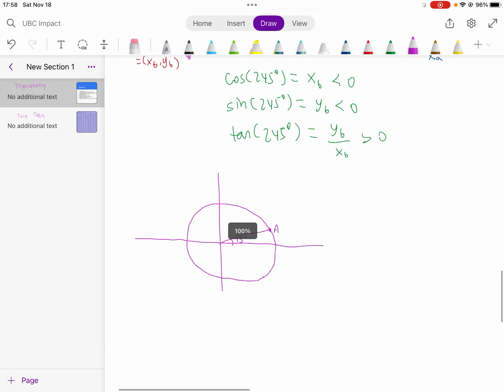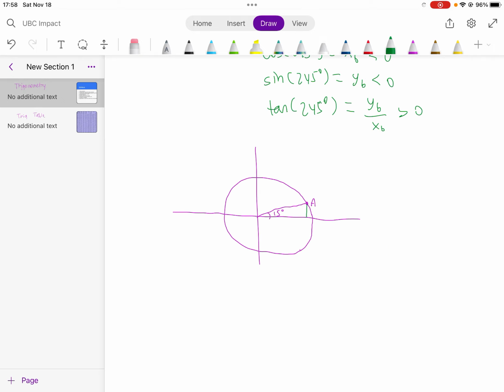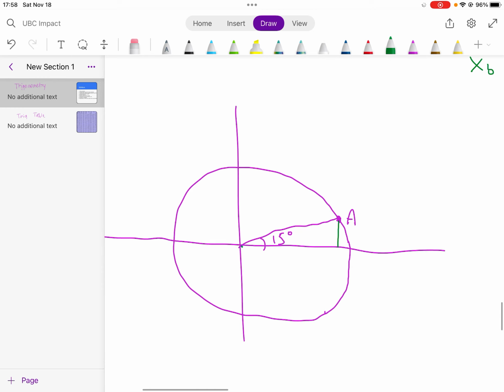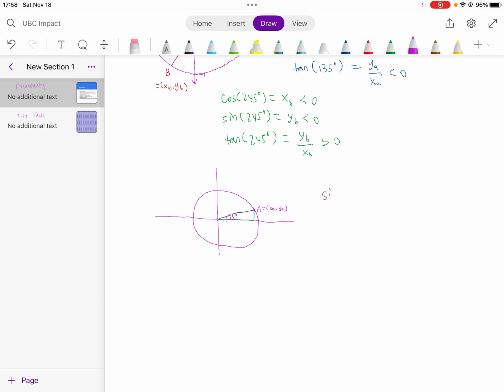So then we do the same thing. We draw a point down here, and then we end up like this, right? So we have a triangle. A, of course, is XA, YA. So we can figure out what sine and cosine are. Sine of 15 degrees is YA, cosine of 15 degrees is XA, and tangent of 15 degrees is equal to YA divided by XA.